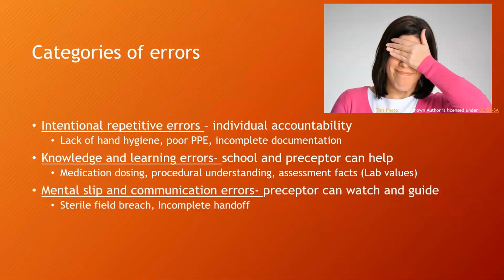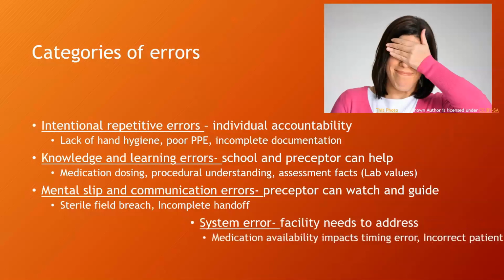And then the third type of errors that we see in everybody, but in students, is mental slips and communication errors. And here's where the preceptor really takes a front line in helping prevent these types of errors, because the preceptor needs to watch and guide. Again, these are novice learners. An example of these might be a breach in sterile field or an incomplete handoff. These things aren't intentional. They didn't come that day saying, I'm going to break that sterile field. And they know how to do it. They've demonstrated competence in the lab or in the clinical setting. So it's just one of those normal mental slips, oops moments.